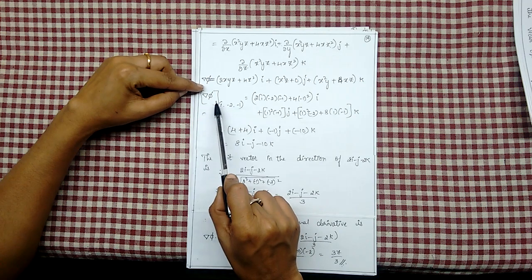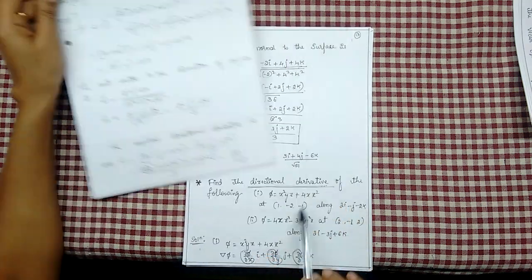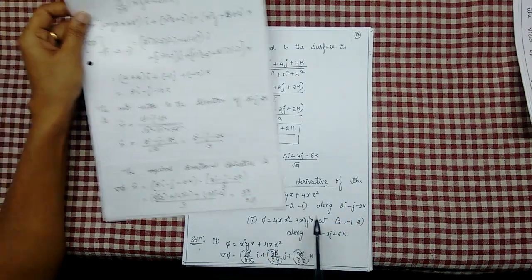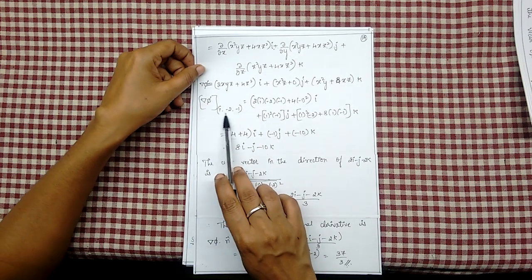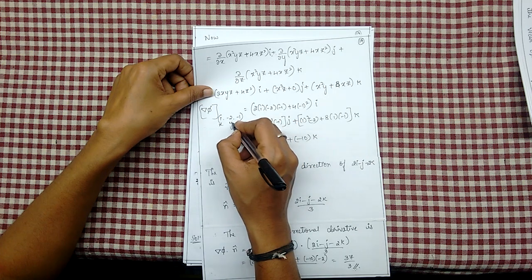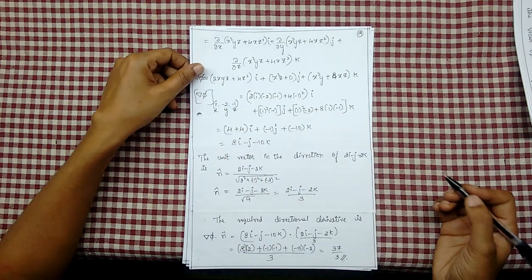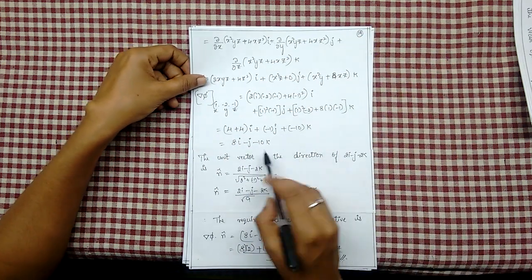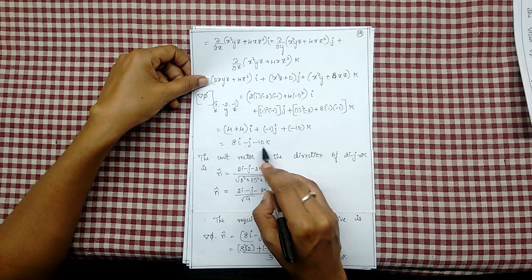Now at a given point, which is the given point? The given point is 1, minus 2, minus 1. So del phi at the given point 1, minus 2, minus 1: in place of x substitute 1, in place of y substitute minus 2, in place of z substitute minus 1. When you substitute this, you will get 8i minus j minus 10k.